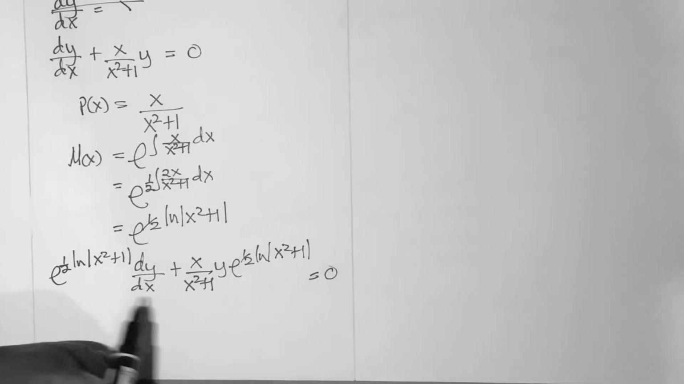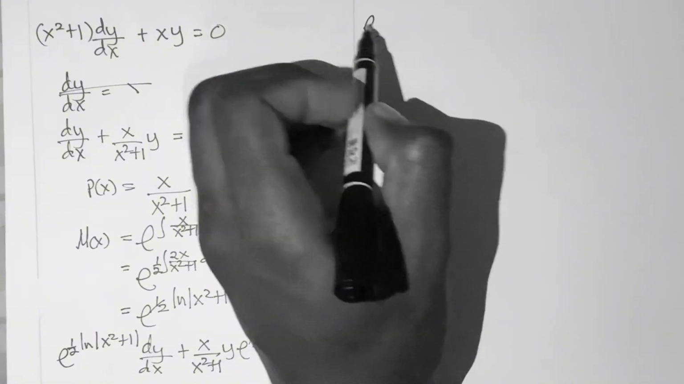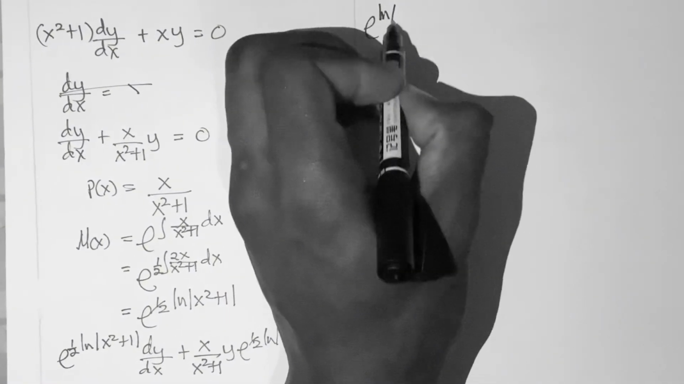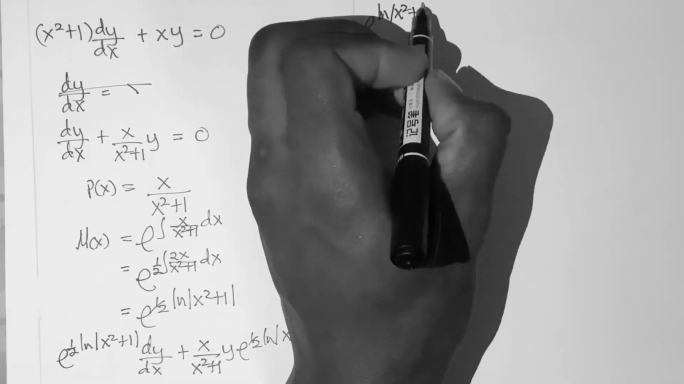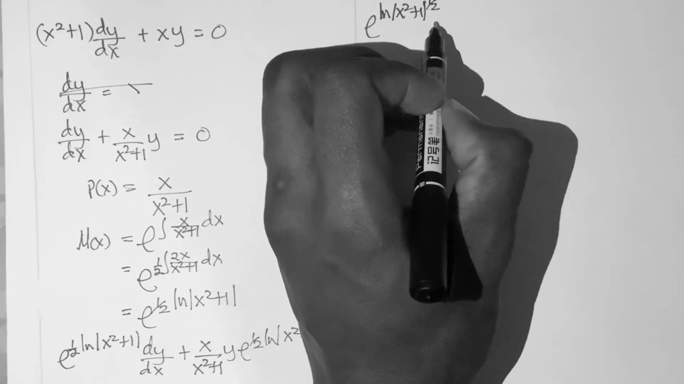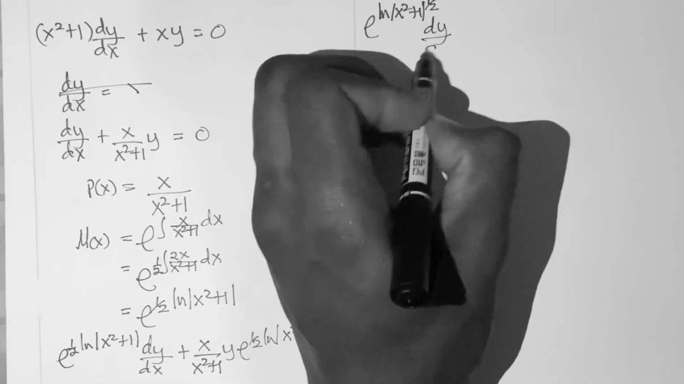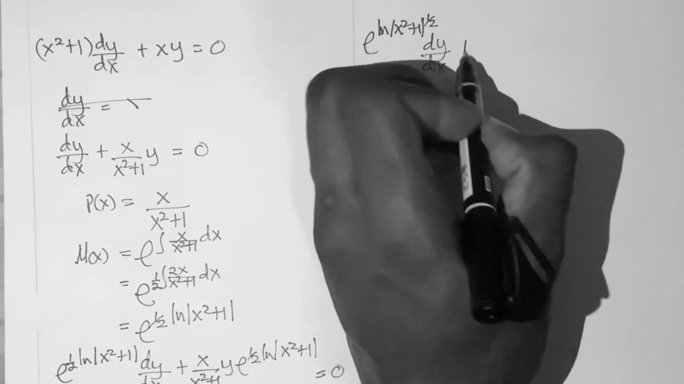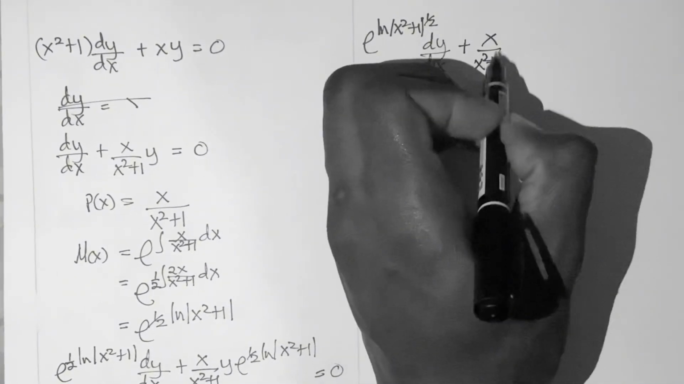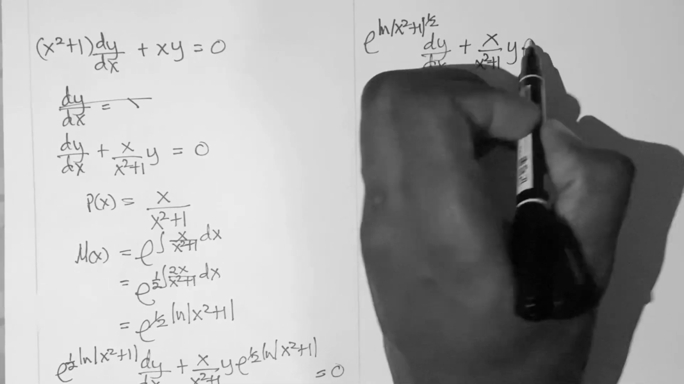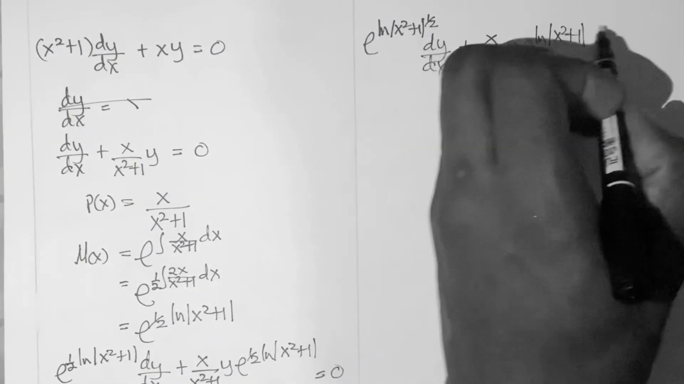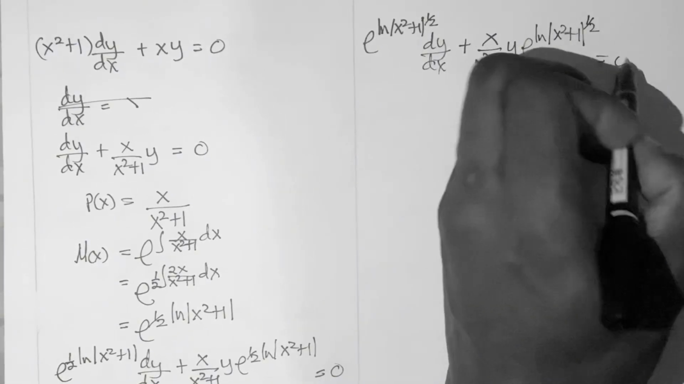So we can rewrite this as exponent natural log of the absolute value of x squared plus 1 exponent 1 over 2, and then dy dx, and then plus x over x squared plus 1 y exponent natural log of the absolute value of x squared plus 1 exponent half is equal to 0.